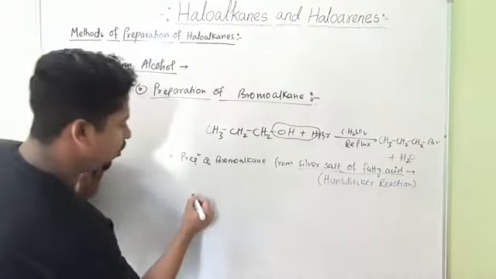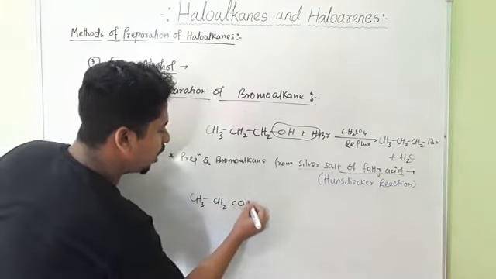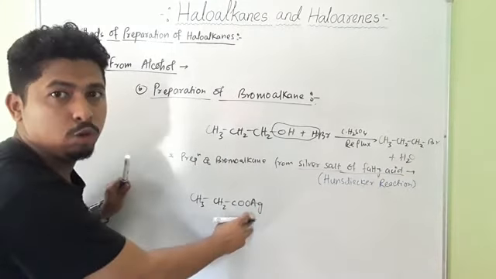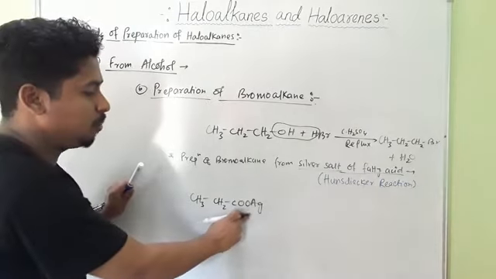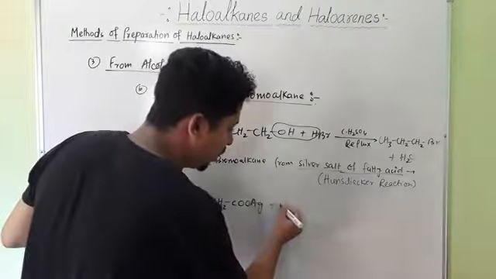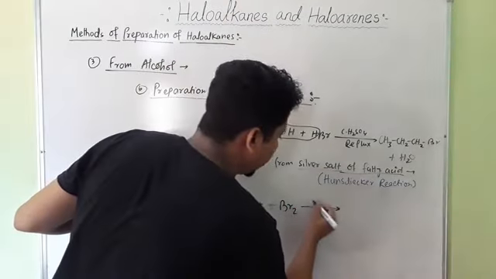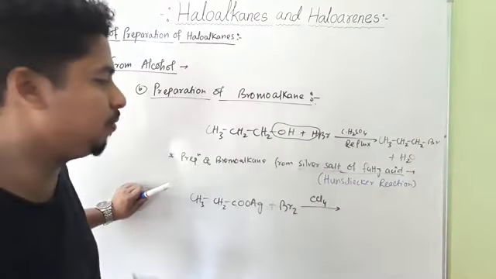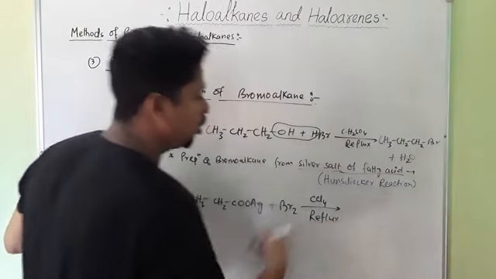Here you see CH3-CH2-COOAg. If you write CH3CH2COOH, it will be a carboxylic acid. Here we are replacing this hydrogen with Ag, so it becomes the silver salt of carboxylic acid, or silver salt of fatty acid. This silver salt of fatty acid, on treatment with bromine in the presence of carbon tetrachloride, which is an organic solvent, under reflux condition, will give the corresponding bromoalkane.